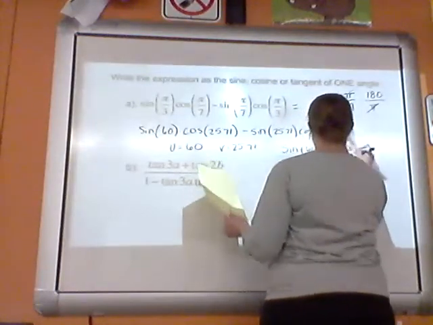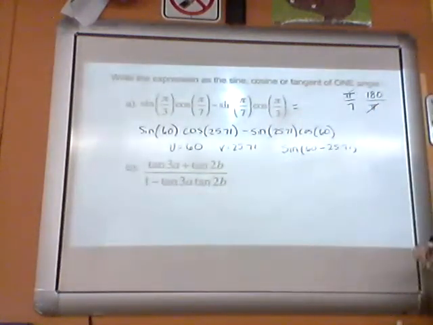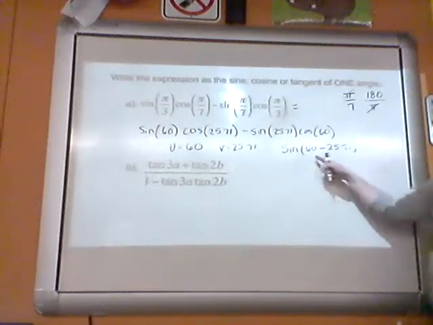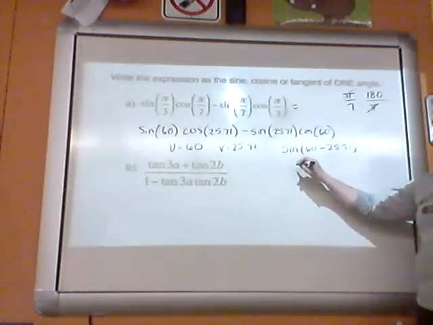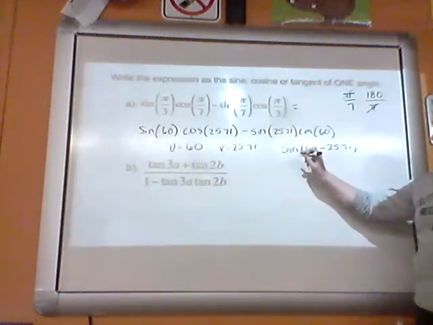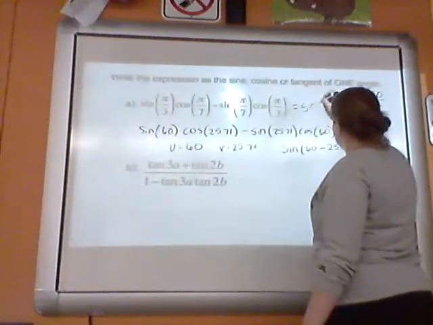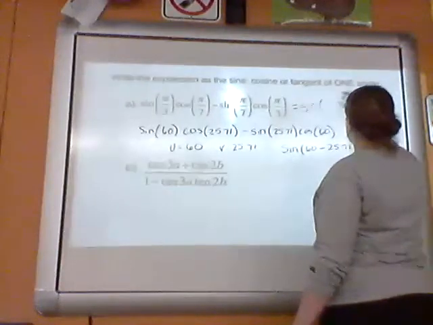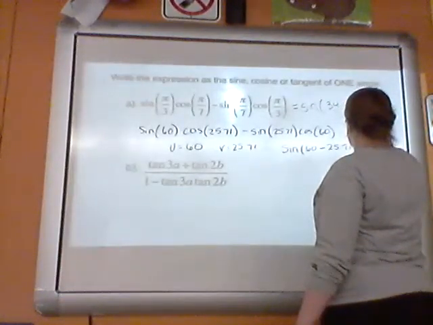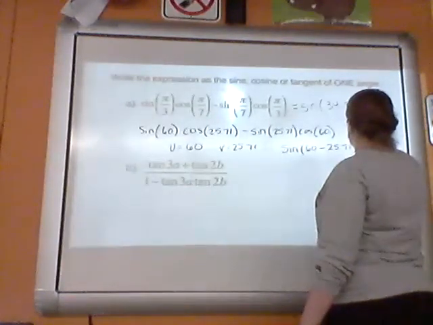25.71, or pi over 3 minus pi over 7. So low quality. And so sine of 60 minus 25.71 means that this entire thing could actually have been written as sine of 34.329.